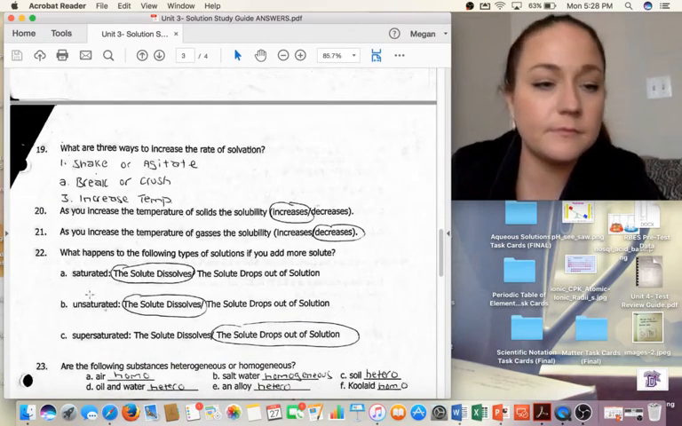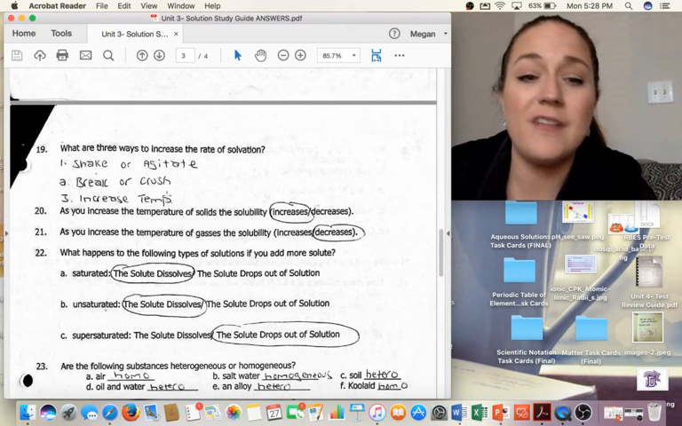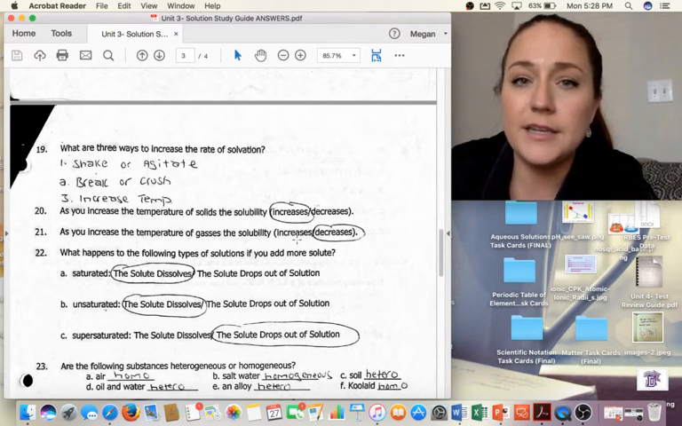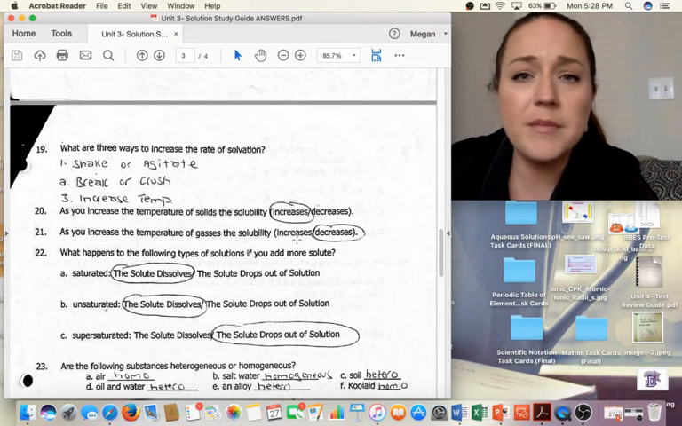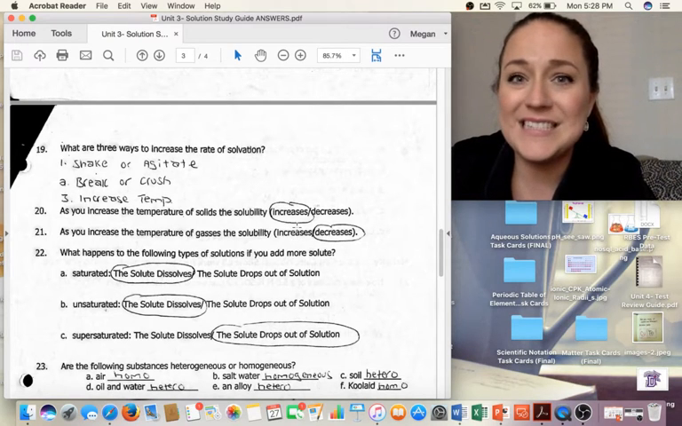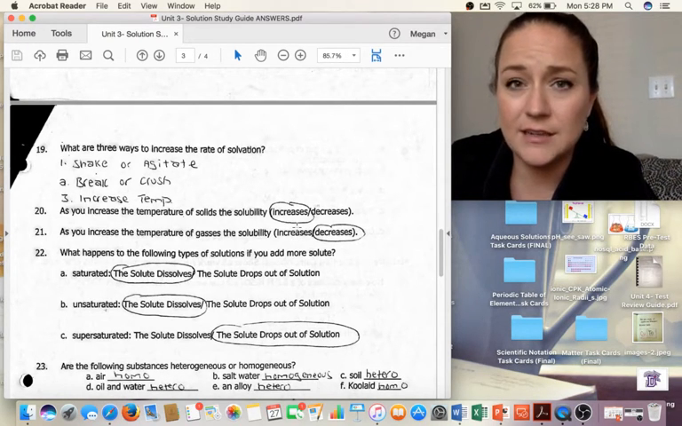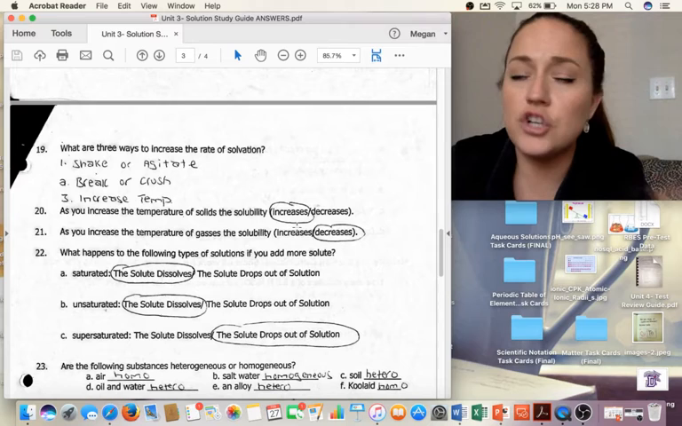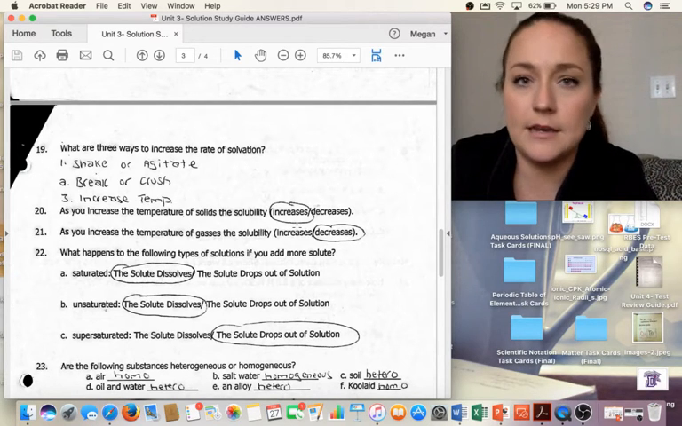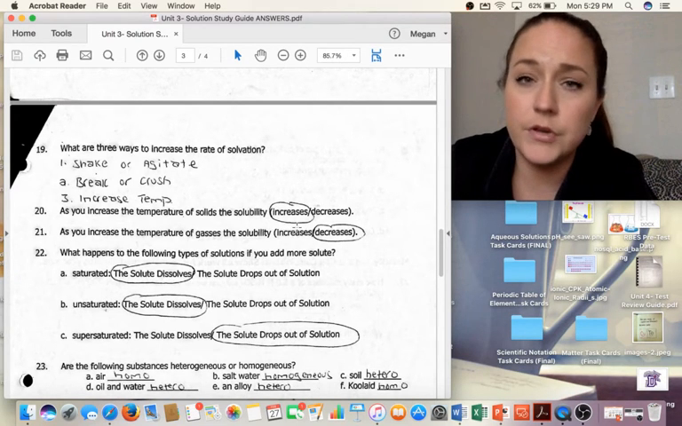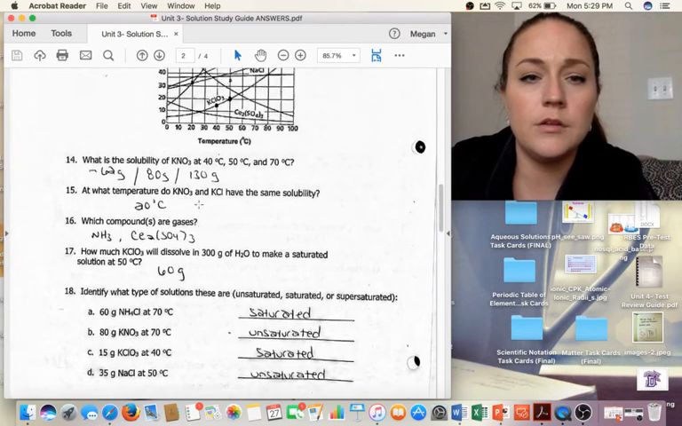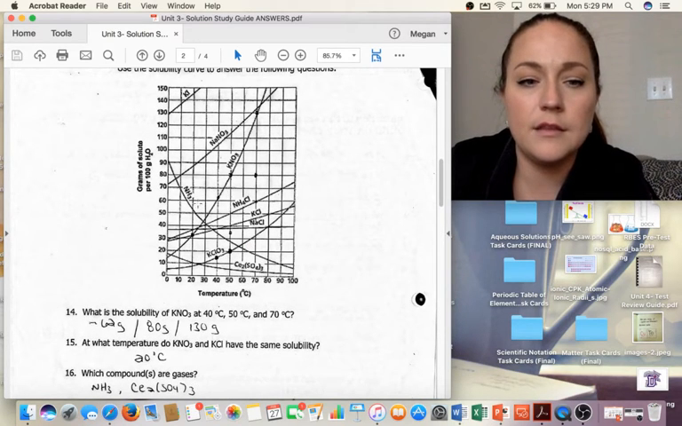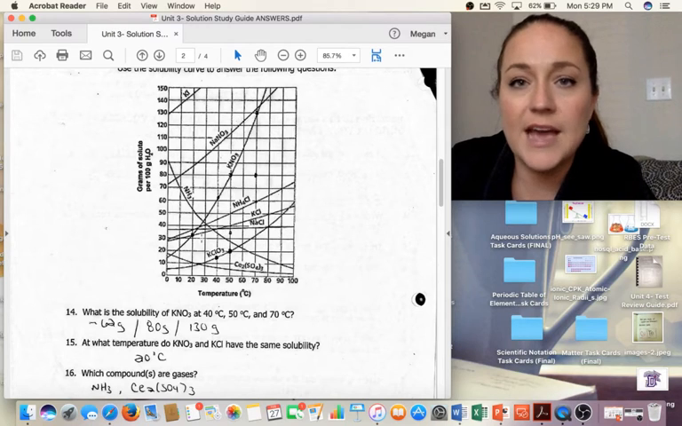All right. 21. As you increase the temperature of a gas, the solubility does the reverse. Remember that we talked about soda a lot and us having to be able to decrease the temperature, increase the pressure to be able to increase the solubility for that syrupy soda liquid to take in CO2, to be able to cause it to become, as you know, soda. So, you can also tell by the lines here that the lines going down are your solutes as gases.